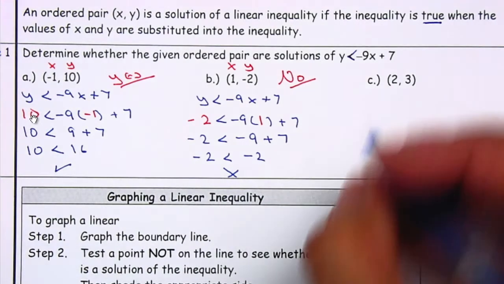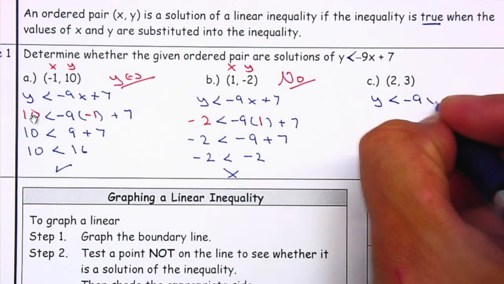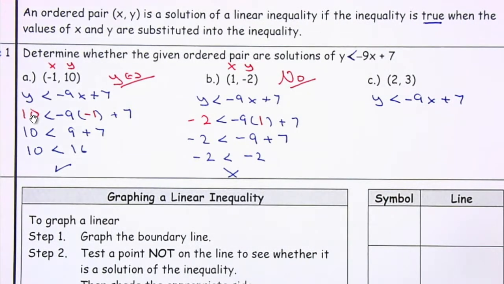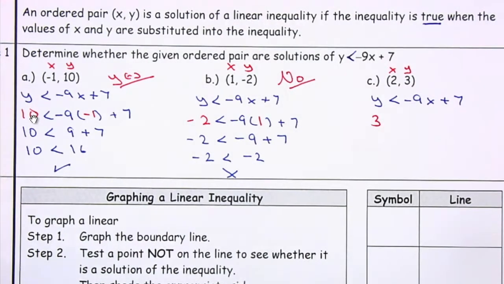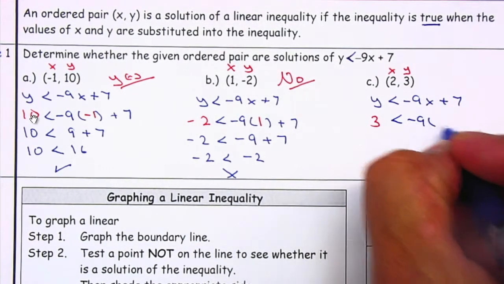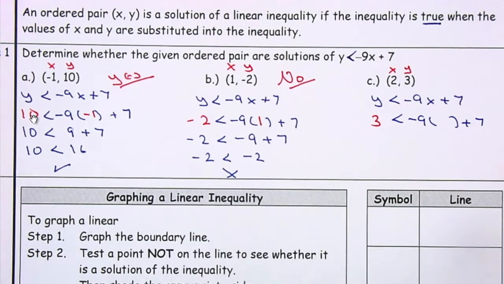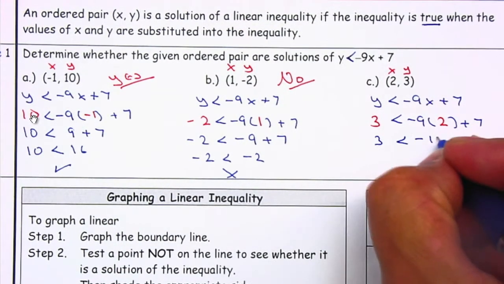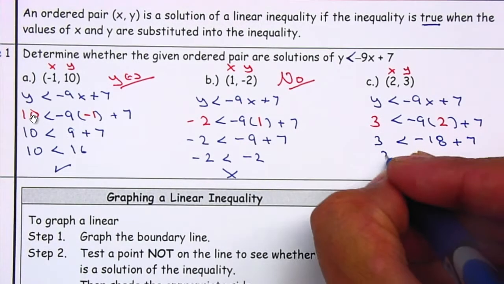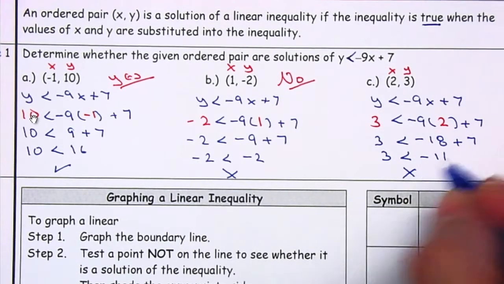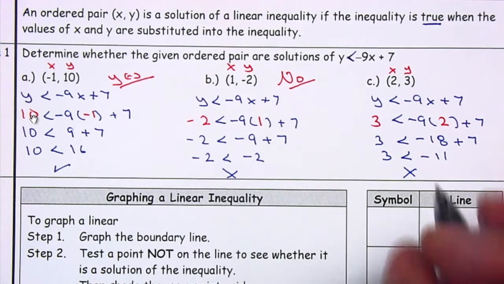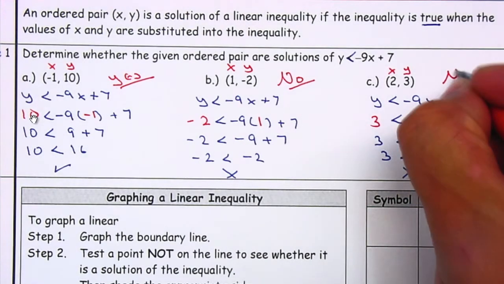And for the last one, we have y is less than negative 9x plus 7. We're going to plug in the values of x and y. Instead of the y will be a 3, less than negative 9 times, instead of the x will be a 2, and then plus 7. We have 3 is less than negative 18 plus 7, so 3 is less than negative 11. Is that true or false? That's false. 3 is not less than negative 11. It's greater than negative 11.